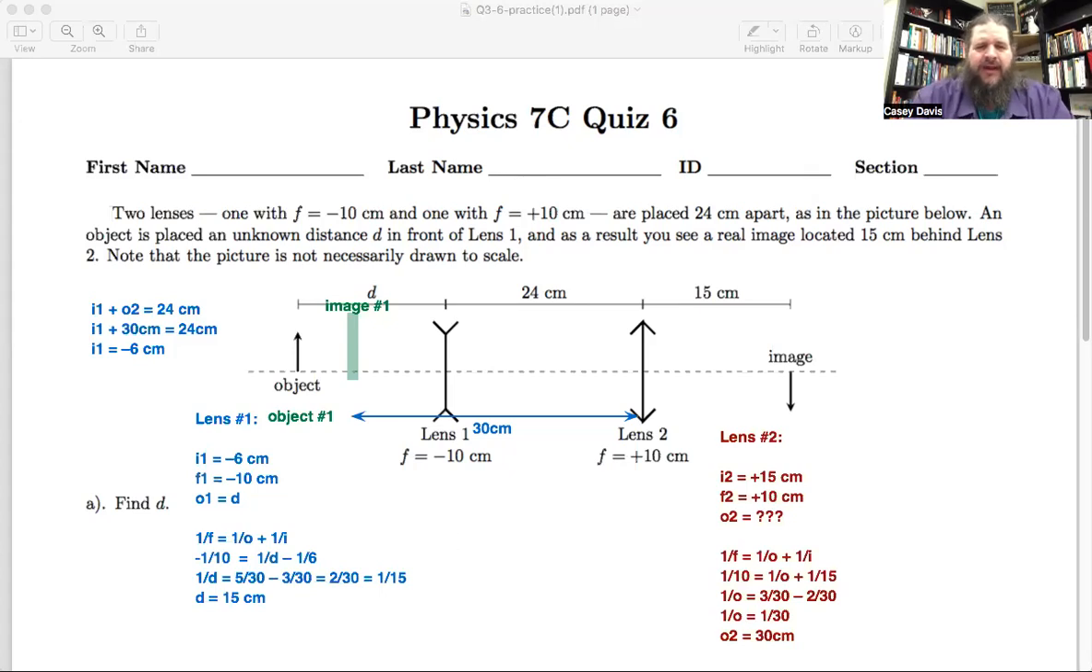So if we try M1 and M2 separately, magnification 1 is negative image distance 1 over object distance 1. M2 is negative image distance 2 over object distance 2. If we fill in those values, negative I1 is negative 6 centimeters. O1 turned out to be 15 centimeters. And for lens 2, negative I2 turned out to be 15 centimeters over 30 centimeters.